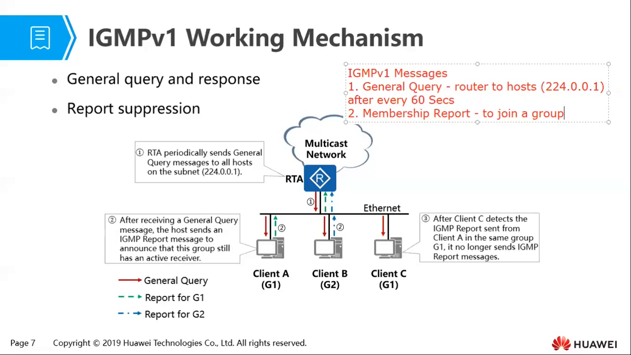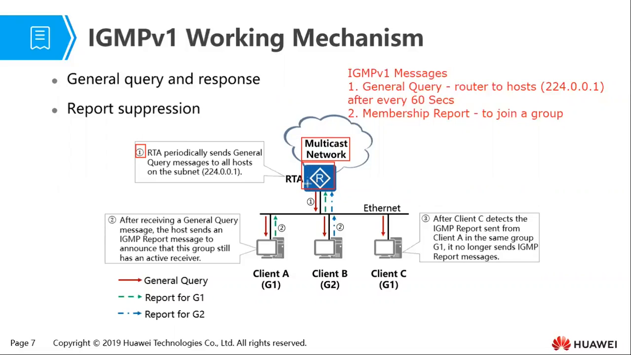Now let's look at this scenario here. So we begin with number 1 here. So RTA. We have a router here, RTA, that is connected to a multicast network and therefore receives multicast packets. RTA periodically sends the general query messages to all hosts on the subnet.